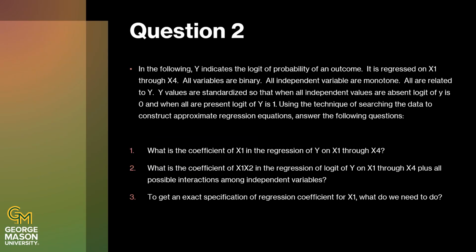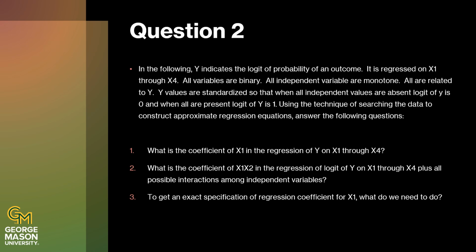Now on to our question 2. It says here in the following, Y indicates the logit of probability of an outcome, and it is regressed on x1 through to x4. All variables are binary, all independent variables are monotone, and all are related to y.